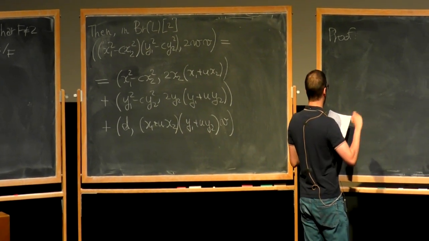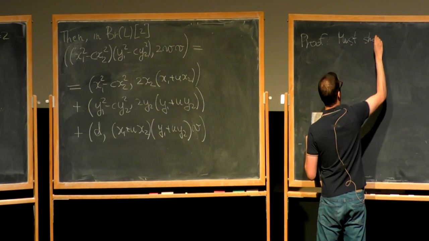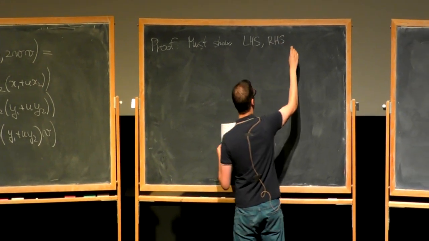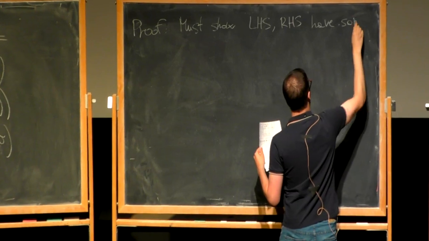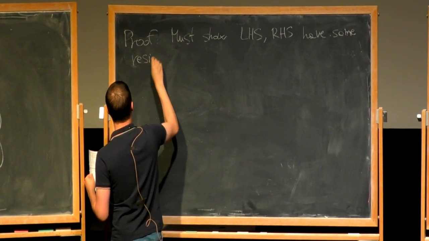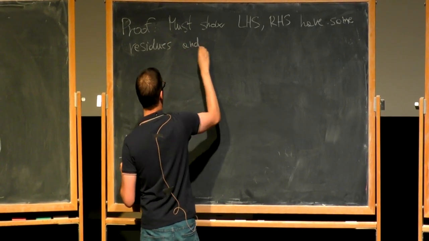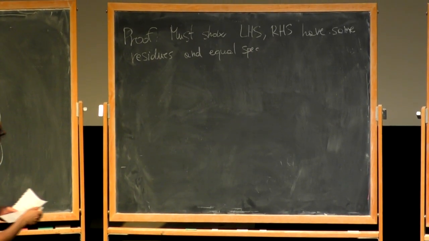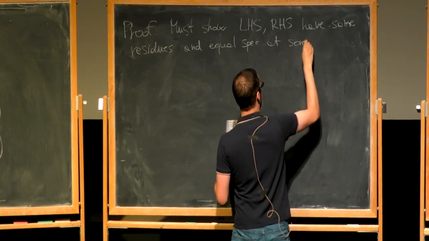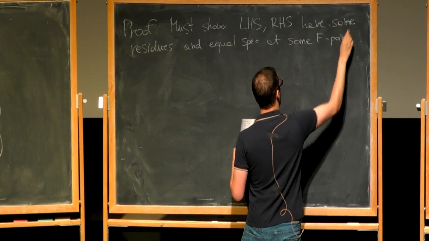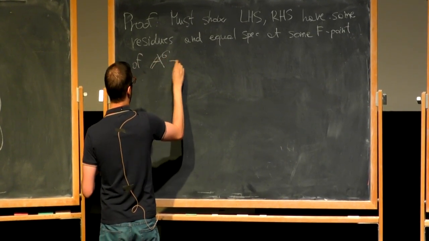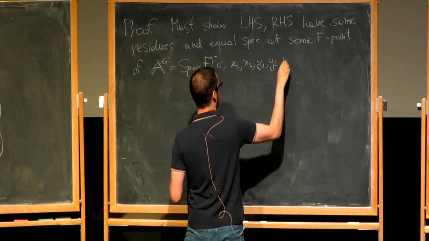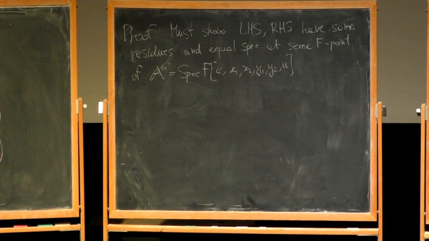Okay, so at least the proof will be complete if we show that LHS and RHS, left-hand side and right-hand side, have the same residues and equal specialization at some F-point of affine space. So this A6, which is the spec of F[C, X1, X2, Y1, Y2, U]. And then it's a general result that if you have this, then, as I explained, you get the equality. Okay, so that's our strategy.